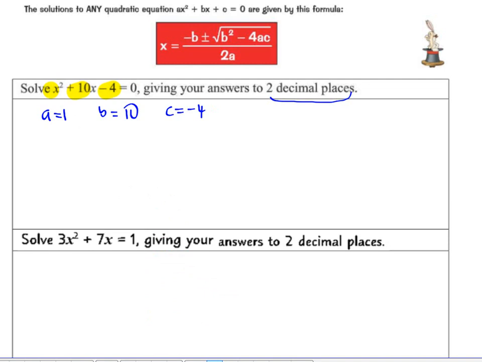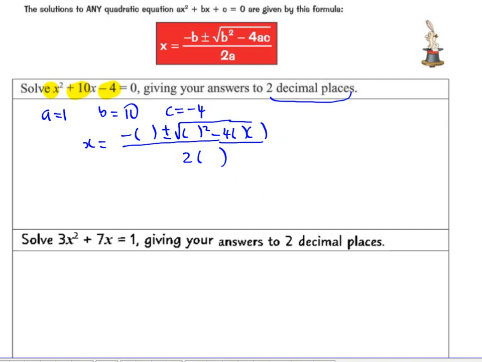Now, how do you substitute this into the equation? As I always said in class, write the equation one more time. And then in places where A and B and C are, put a bracket. So that's minus B plus minus square root of B squared minus 4 times A times C, all over 2 times A.